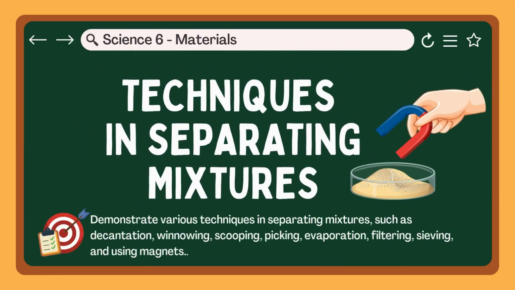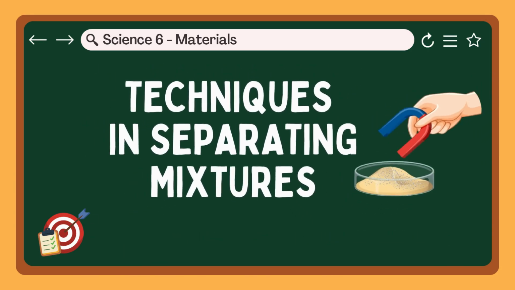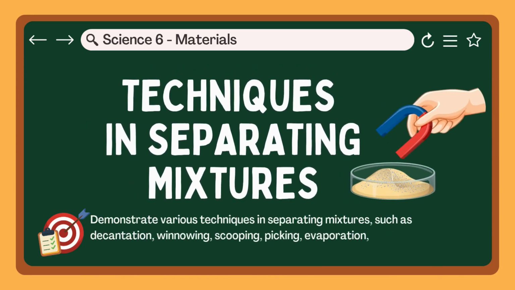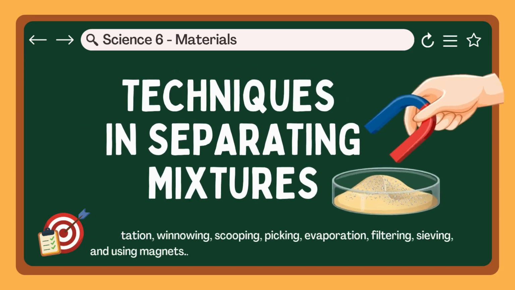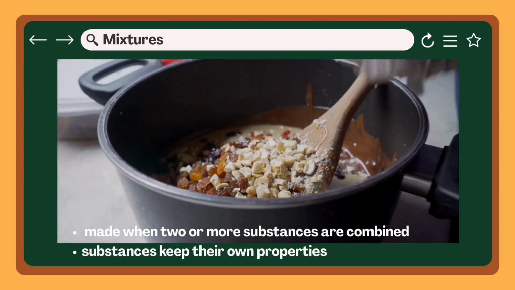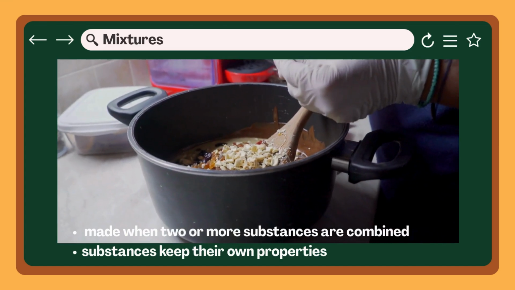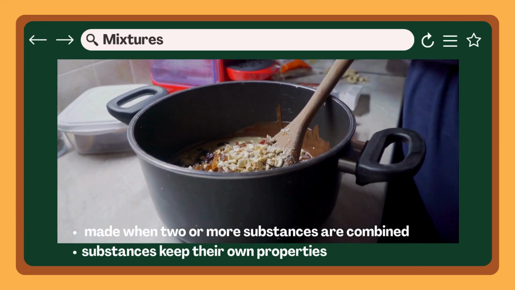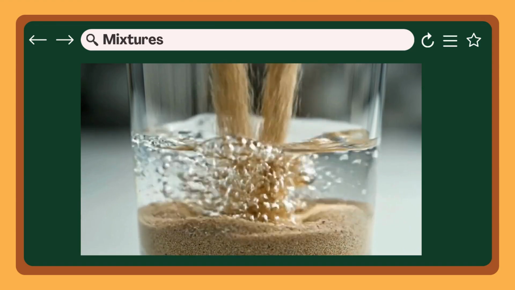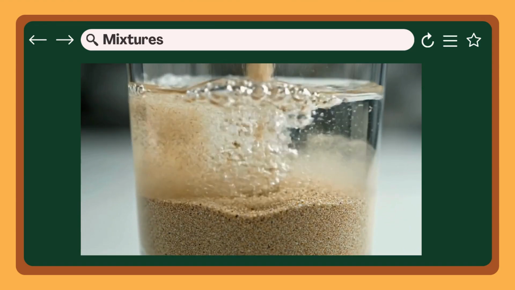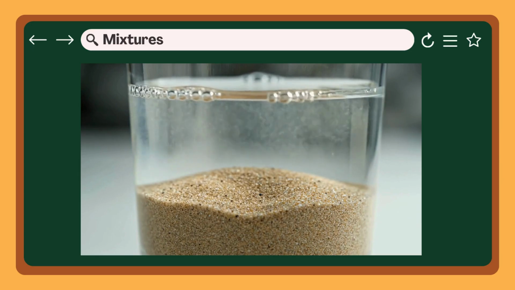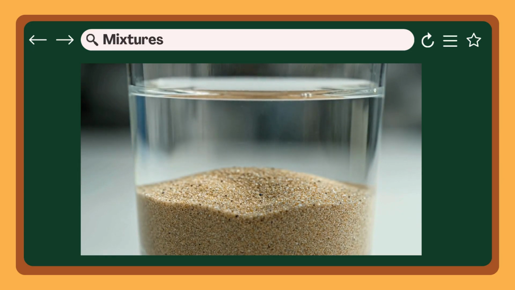Today, we're going to discover 8 simple techniques for separating mixtures that you can see in everyday life. Remember that a mixture is made when 2 or more substances are combined without changing into a new substance. Since the substances keep their own properties, they can be separated again. For example, sand stays solid while water stays liquid, making them easy to separate using the right method.